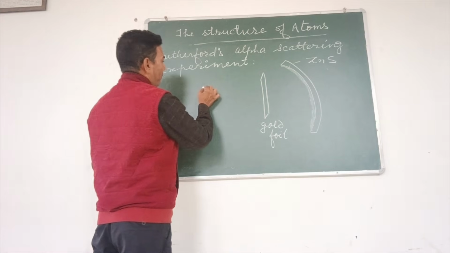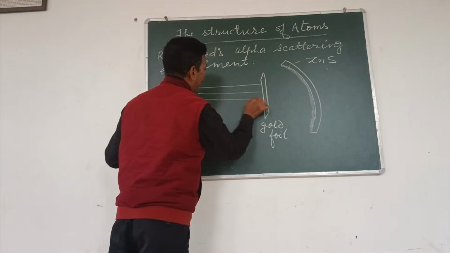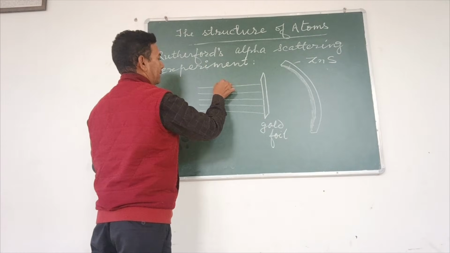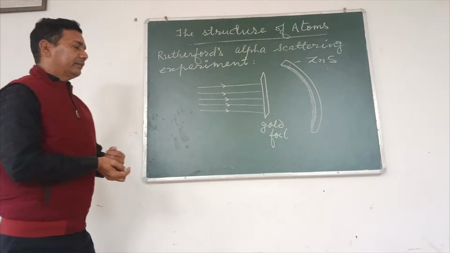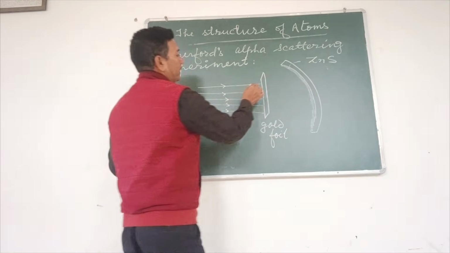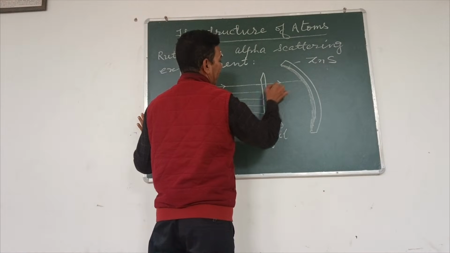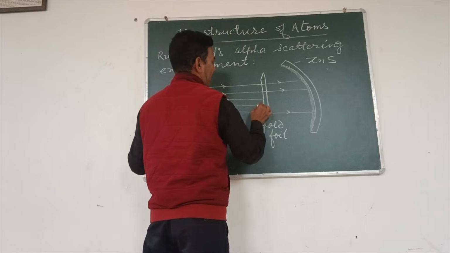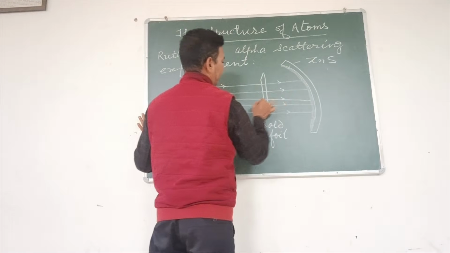He bombarded many alpha particles on the gold foil and found that most of the alpha particles crossed the gold foil without any deflection. Some got deflected.